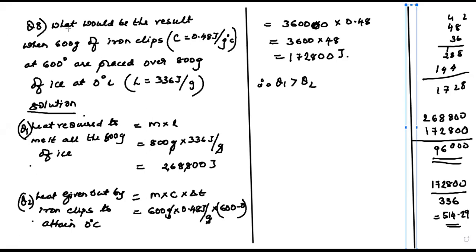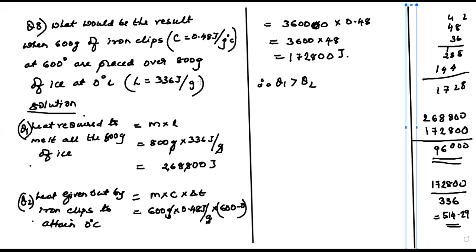You can see, children, what the question says: what would be the result when 600 gram of iron clips, with specific heat capacity of 0.48 joules per gram degree Celsius, at 600 degrees, are placed over 800 gram of ice at 0 degrees Celsius, and latent heat of ice is 336 joules per gram?